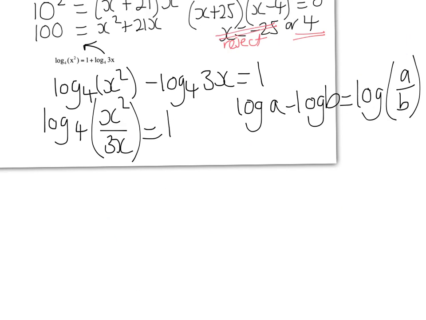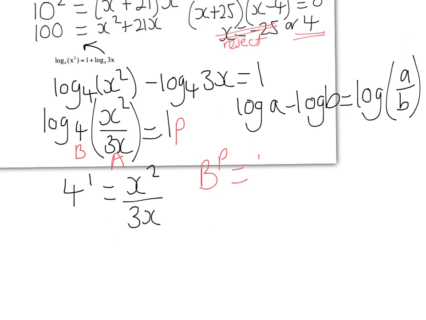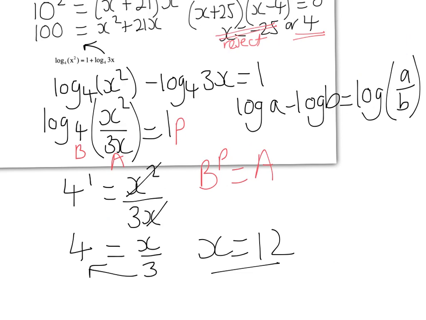It's now in the form log BAP: there's the base, this whole thing's the answer, and this is the power. So we're going to go 4 to the 1 equals x squared over 3x. Okay, so that's got it into the form base to the power equals the answer. And then it's just a little bit of algebra now. x squared over x gives me x over 3, and if I times up, I reckon x equals 12.